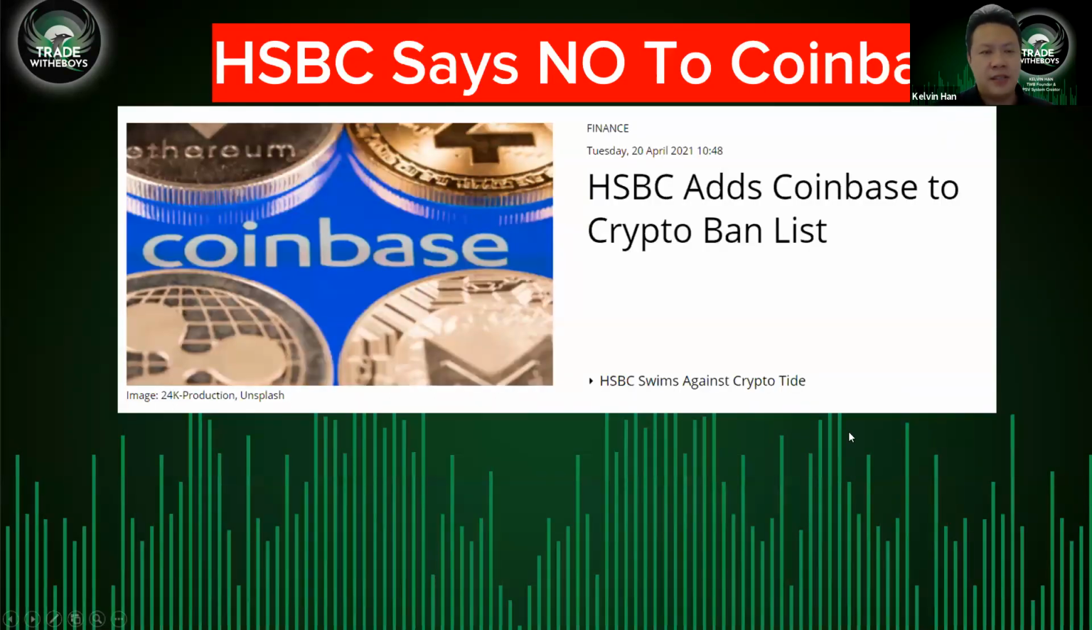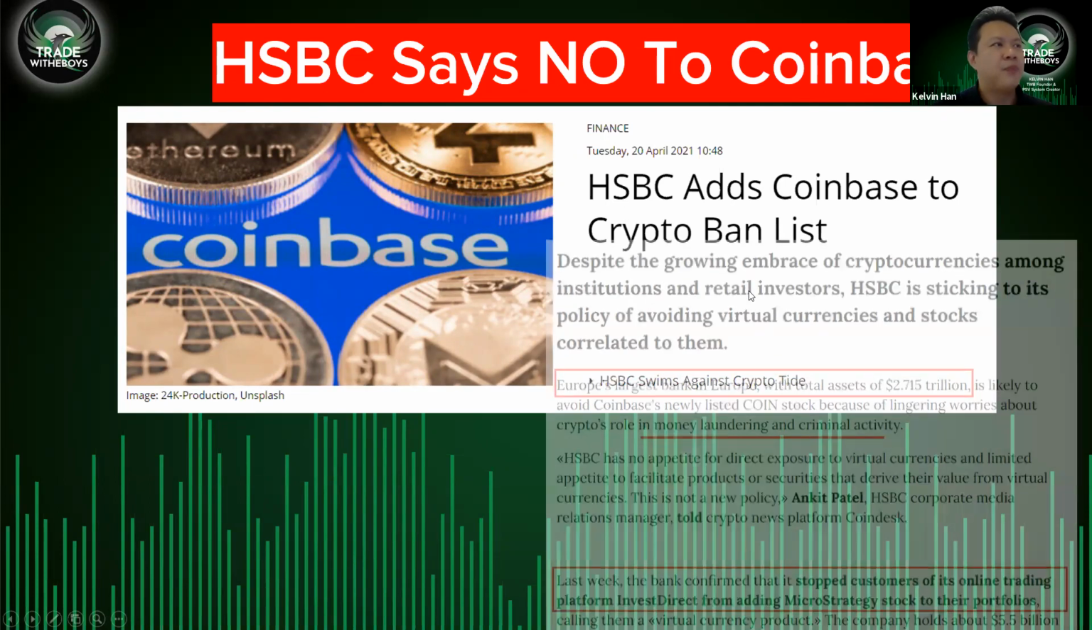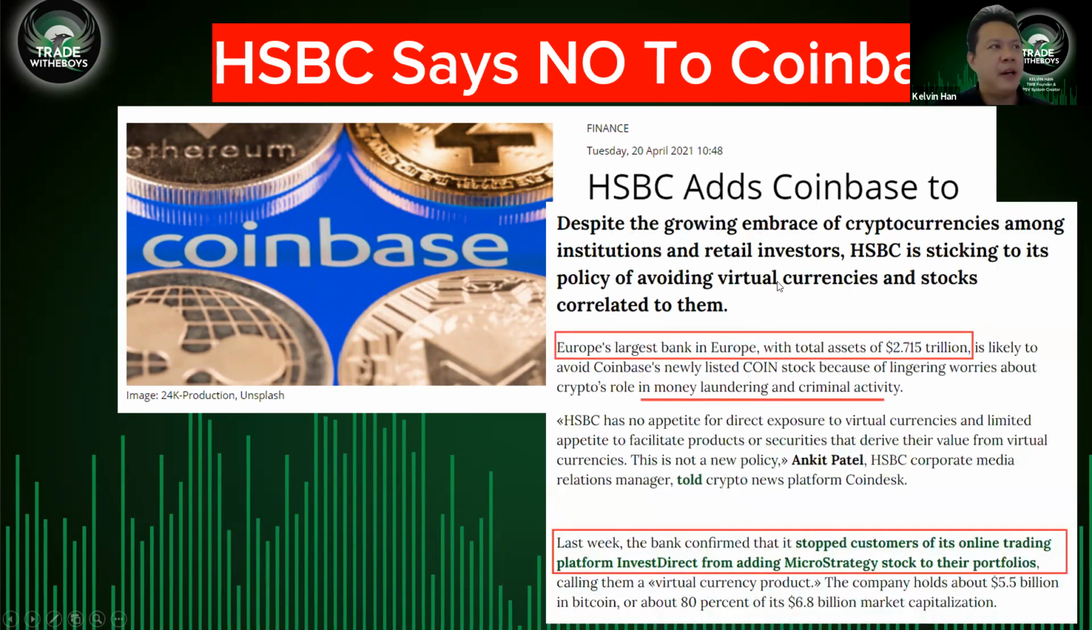But on the other side, while he's bullish, HSBC is bearish. In fact, HSBC says they are not allowing Coinbase to be in their list. They put Coinbase on a crypto ban list. Despite the recent embracing of the cryptocurrency market, HSBC says they have a policy and they're going to stick with it. They're not going to get involved in virtual currency and any related stock.